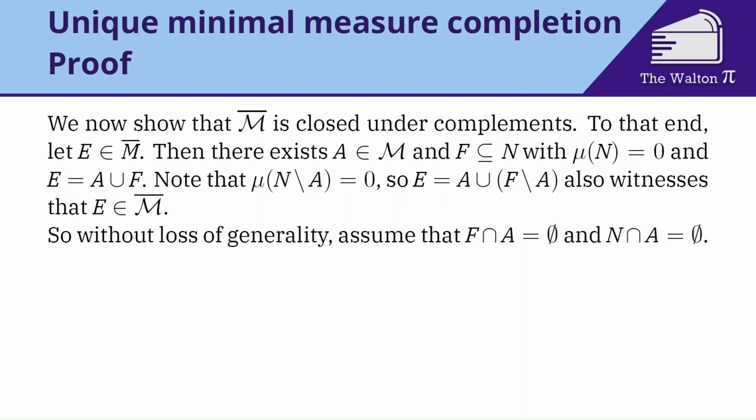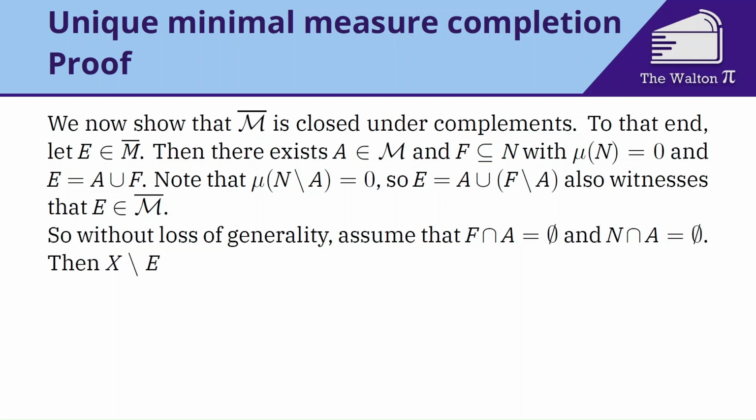So that tells us that without loss of generality, we can just assume that F intersect A and N intersect A are empty. So we're assuming that we are writing E as the union of two things that have no overlap, because that just makes the proof a little bit easier. This is a common technique in analysis proofs when overlap would be a little bit tricky, so keep this in mind in future proofs that you might come across.